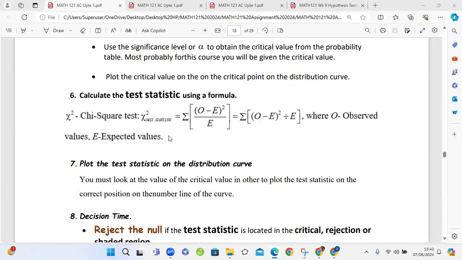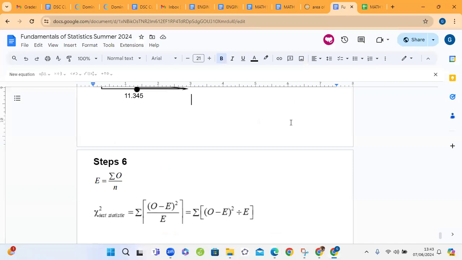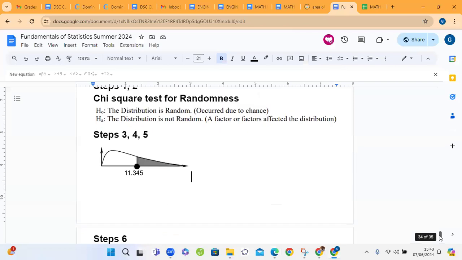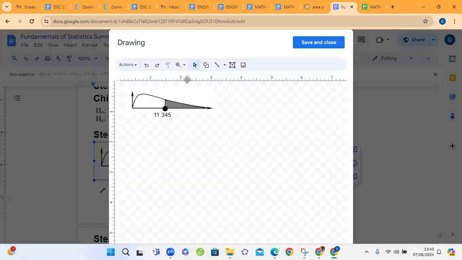Step number 7 says to plot the test statistic on the distribution curve. You must look at the value of the critical value in order to plot the test statistic in the correct position, because the critical value is already there on the curve. So when we go to our curve, 11.345 is already there, the critical point. Now we need to plot 19.02.